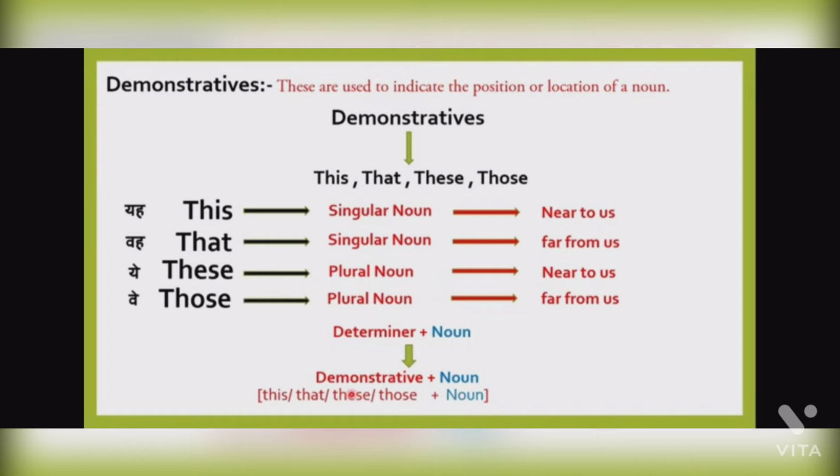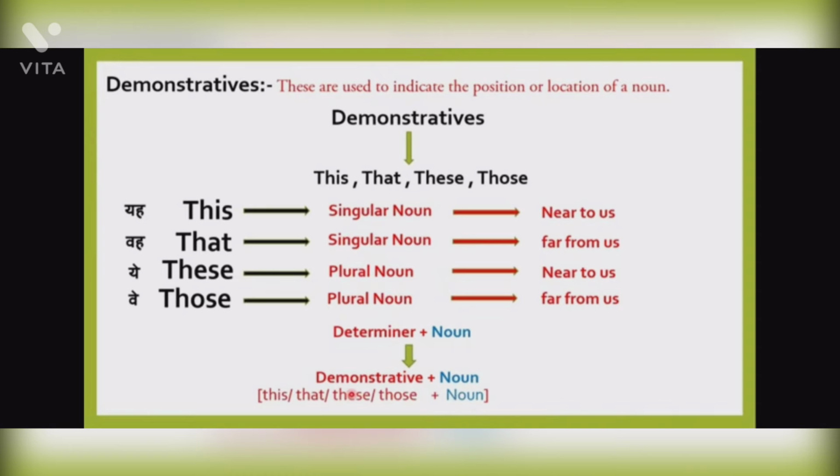Demonstratives. These are used to indicate the position or location of a noun. For example, this, that, these and those. And they are classified into two more categories, singular noun and plural noun. For example, near to us, far to us, near to us and far to us.